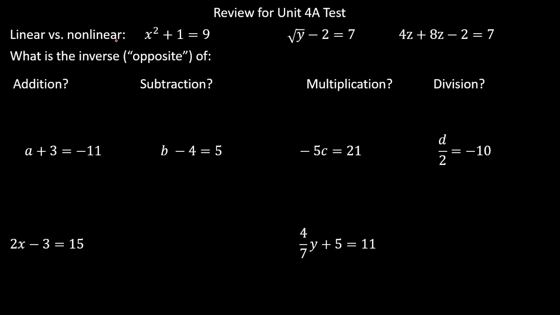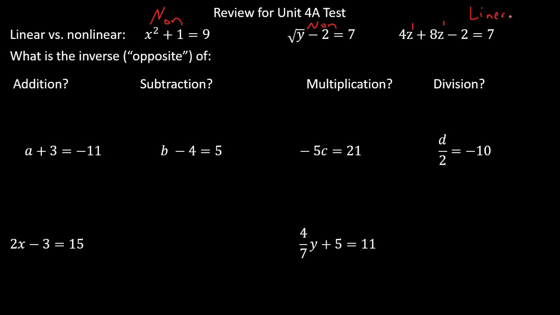So, linear versus non-linear. Linear means a straight line. If an equation has anything with an exponent or a square root after we simplify, and all these are at the top, then it's going to be non-linear. So this is non-linear. And this next one, the square root of y minus 2 equals 7, that's also going to be non-linear. And 4z plus 8z minus 2 equals 7. The exponents are only 1, which is what we want to see to know that it's going to be linear.